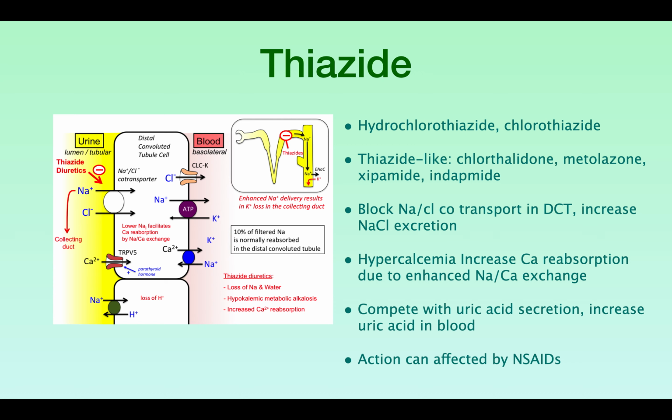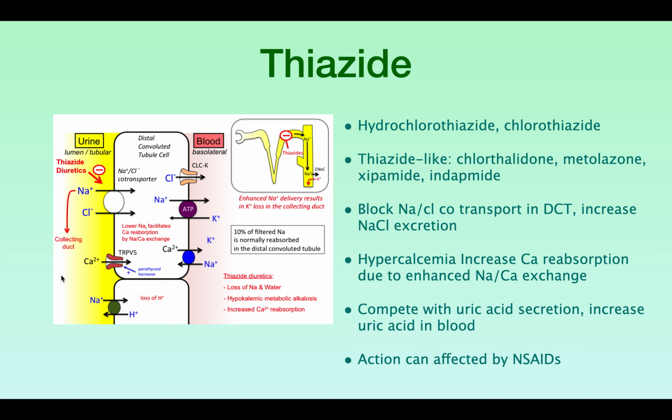Thiazides, hydrochlorothiazide or HCTZ, and chlorothiazide are the true thiazides. The thiazide-like drugs are chlorthalidone, metolazone, xipamide, and indapamide. Those are going to block the sodium chloride cotransporter in the distal convoluted tubule. It's going to increase sodium chloride excretion again, and where sodium chloride goes, water follows.